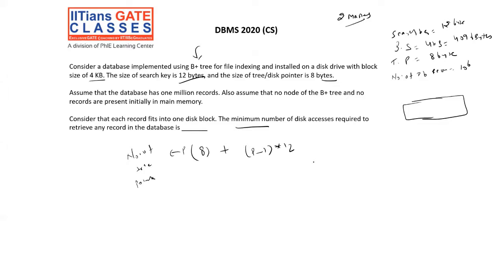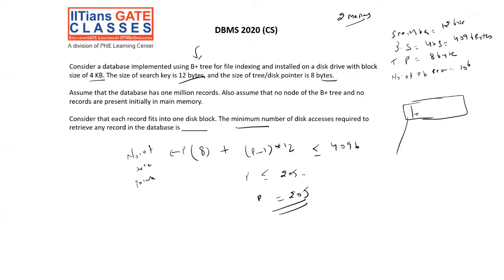And there is no record pointer in the internal node. You know that in the B plus tree, right? And the size of the block is 4096. So what will be the order? If you calculate the order, it will be 205 point something. So P will be 205, that is the number of tree pointers possible in the B plus tree block.